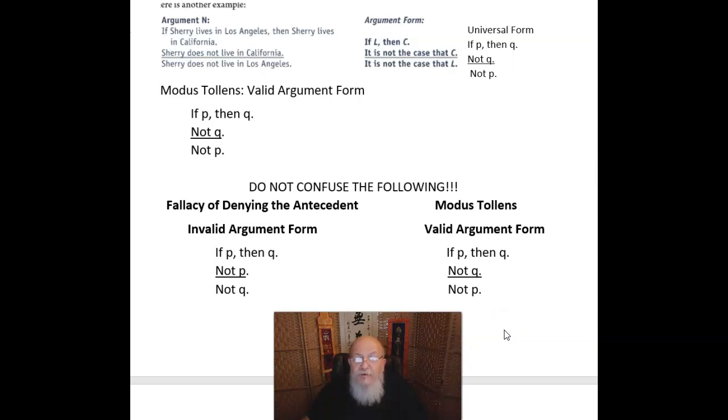But that's happened for 25 years, every year, and every year I have great hope that this will be the first time there is not a student in my logic class who confuses these two. Notice the difference. If P then Q, not P, not Q, versus if P then Q, not Q, therefore not P. Plug in some different things into the P's and Q's until you're satisfied that this is a bad argument and this is a good one, and you shouldn't confuse them.